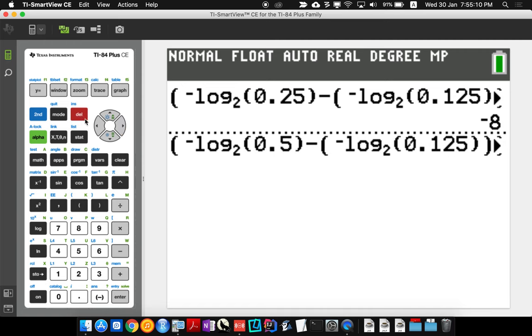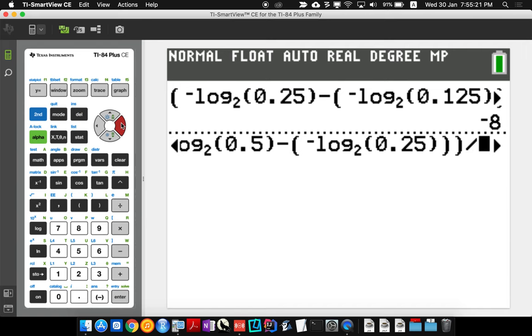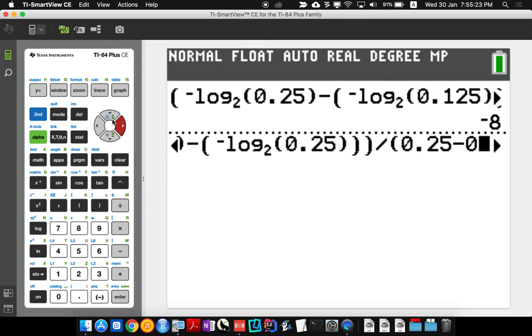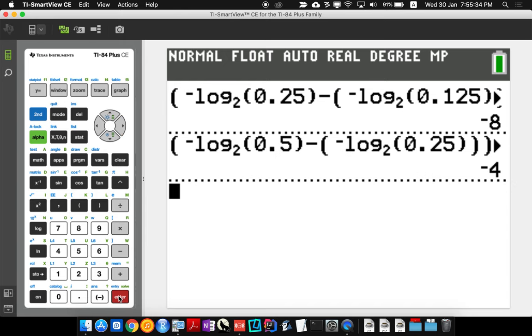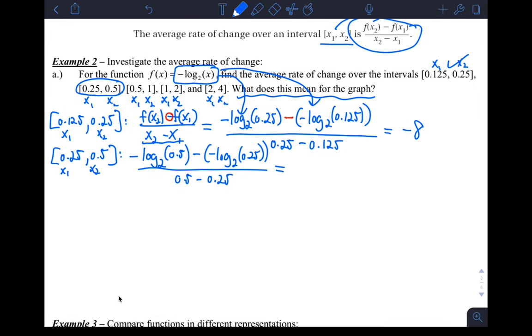So this just changes to 0.5. This changes to 0.25. So we can just delete that. And this just changes to 0.5 as well. And this is 0.25. Okay. And hit enter there, and that's correct. Negative 4 is what you get. So you go back here, this is negative 4, right? And so on and so on and so on.